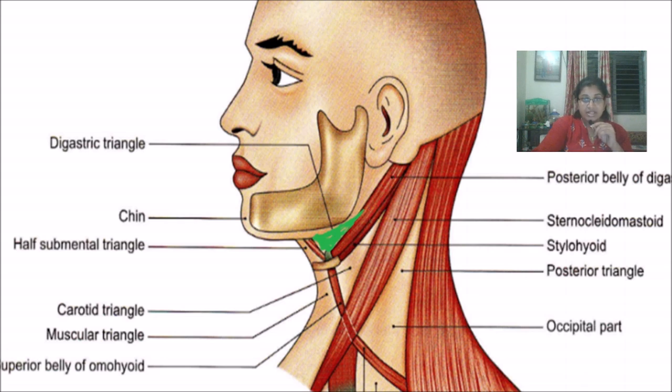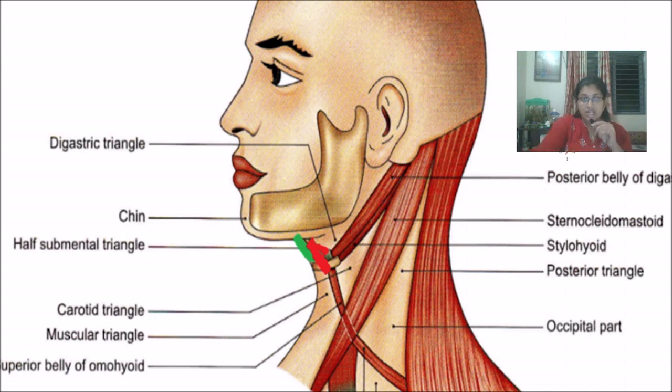Sorry, 1 second. I've given the wrong color to the submental triangle. So this is our submental triangle. And on each side we have the digastric muscles. So this one is the digastric muscle, the anterior belly of the corresponding digastric muscle.